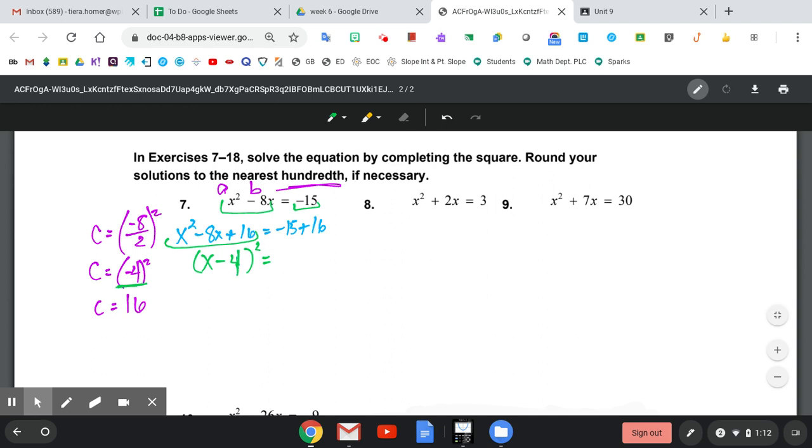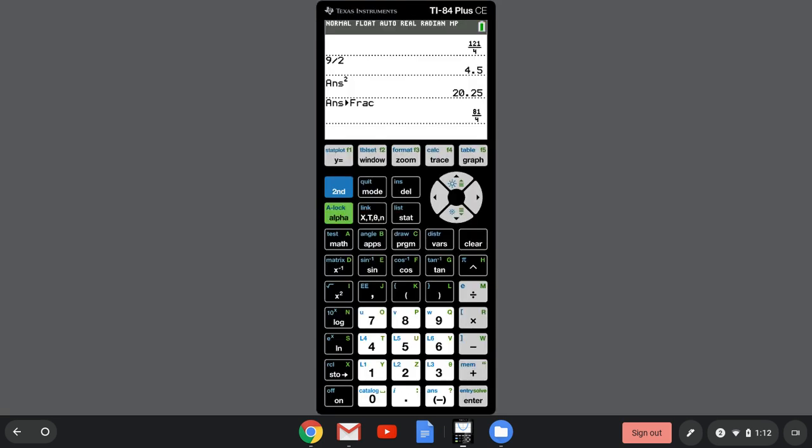And then on the right side, these are both constants, so I can add them together. So -15 plus a 16. Some of you are still struggling with those positive and negative, so use your calculator. Okay, -15 plus 16. Exactly how we saw it. And we get a +1.